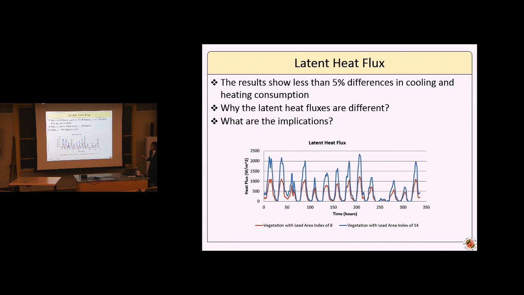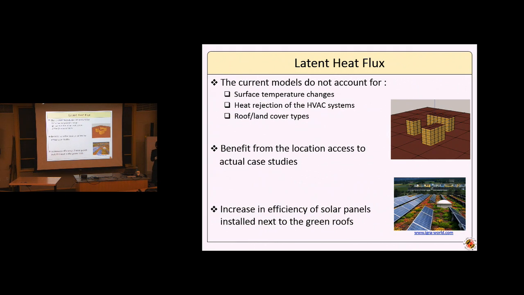But the problem is when I'm looking at the cooling and heating consumption of the models, I see only 5% reductions or increases in the model. So that won't show up. So what are the implications? Why do I see only 5%? Let me explain why we see that. That goes back to my original statement. We are not using an integrated approach.